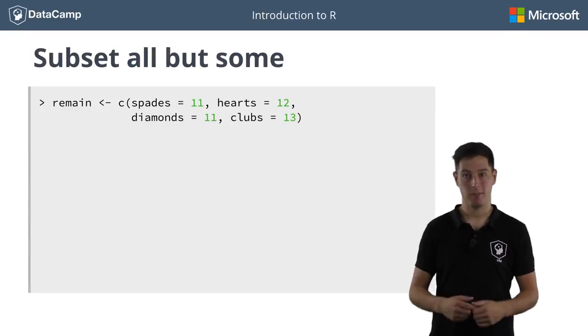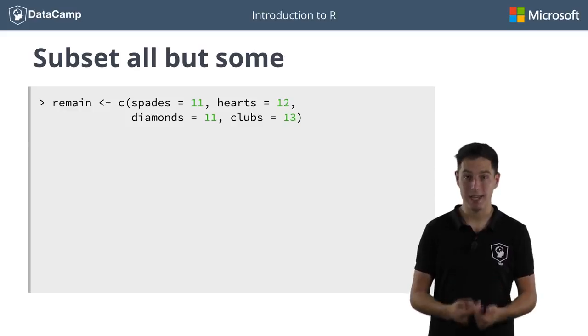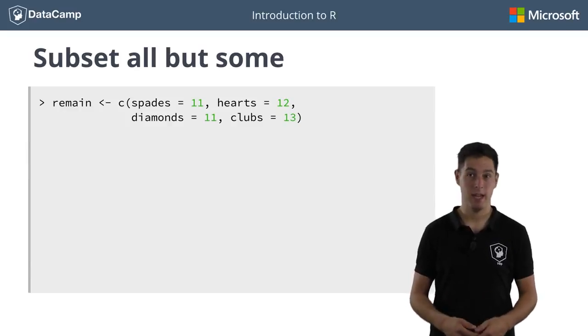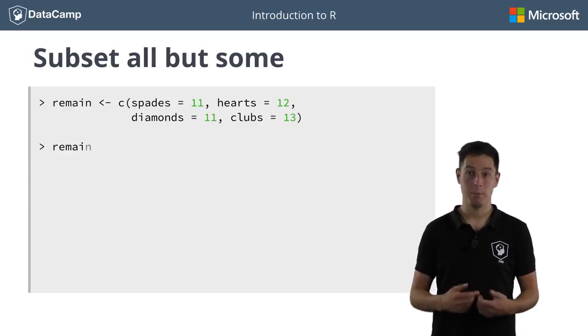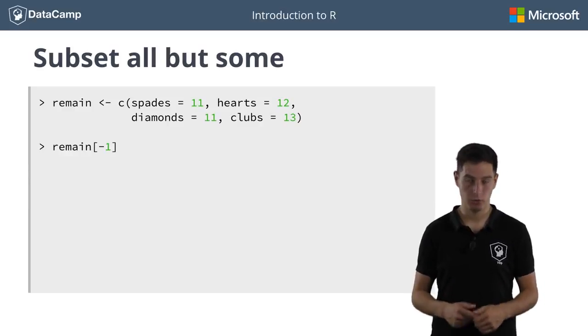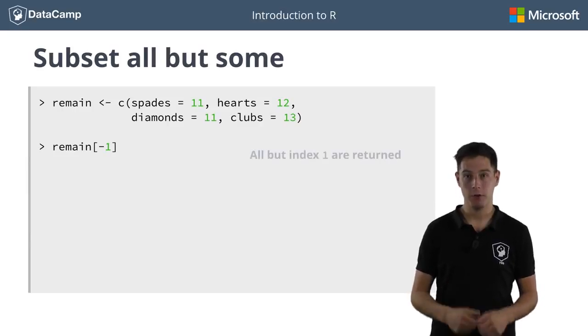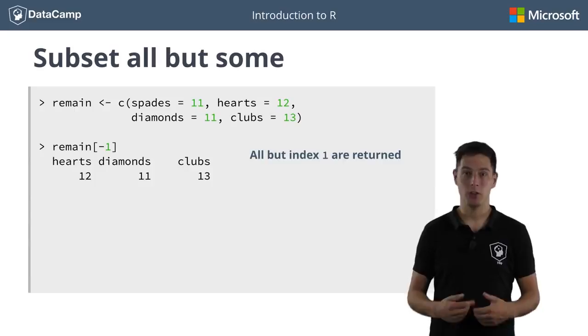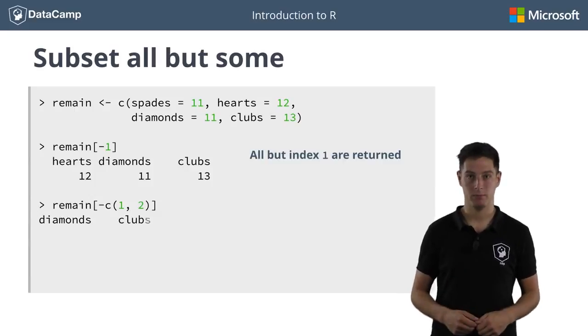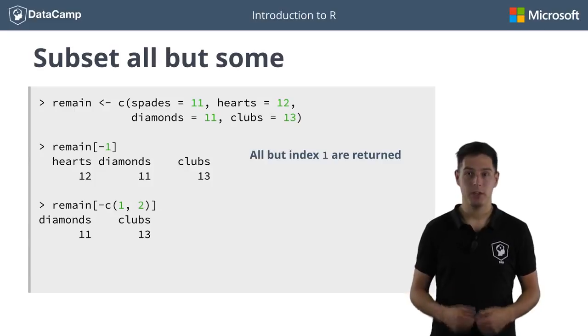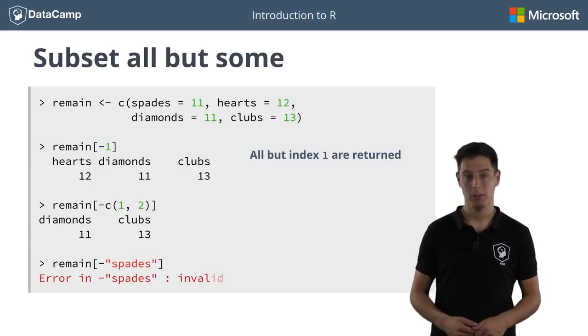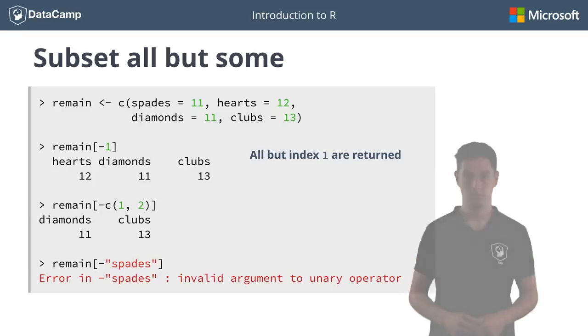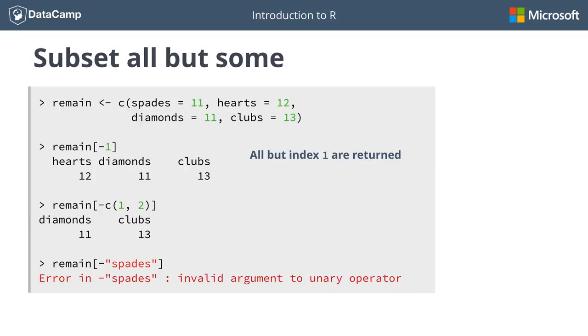There's yet another way to subset vectors. That's specifically useful if you want to select all the elements from a vector except one. Suppose you want to create a vector that contains all the information that's in the remain vector, except for the spades count. You can write remain, open brackets, -1, close brackets. This command removes the first index from the remain vector. Of course, you can also remove multiple elements, like this for example. The minus operator does not work with names though. This command, for example, throws an error. These subsetting techniques will enable you to select only the elements of interest from your vector and continue your analyses with these.